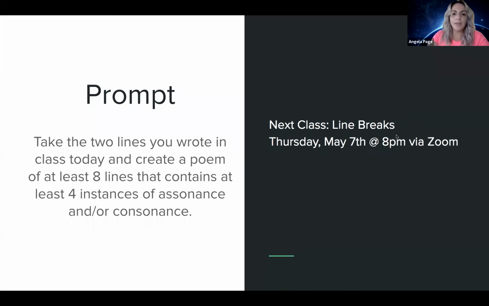But for now, I'm gonna go ahead and leave you with the prompt. So this weekly prompt has to do with assonance and consonants, like I said. Take the 2 lines you wrote in class today and create a poem of at least 8 lines that contains at least 4 instances of assonance and or consonants. So you're really counting this.